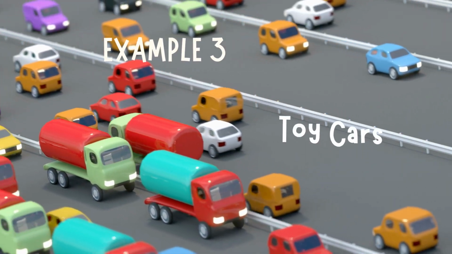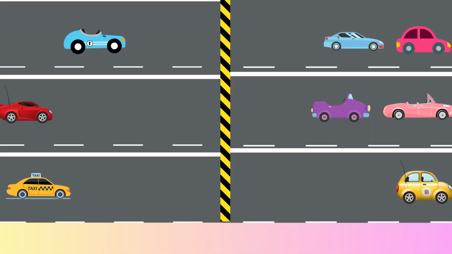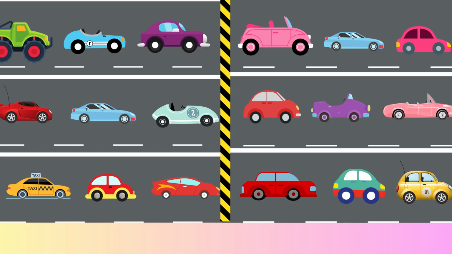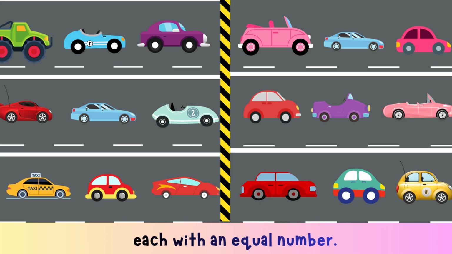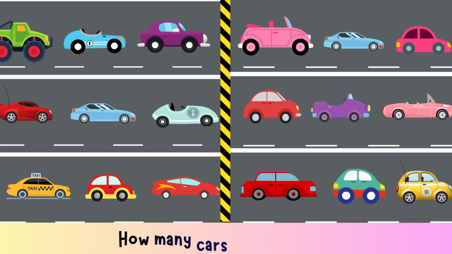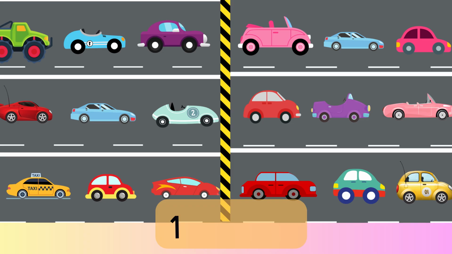Example 3. Toy cars. Let's try something trickier. There are 18 toy cars parked in 6 rows, each with an equal number. How many cars are in each row? 18 divided by 6 equals 3. So there are 3 cars in each row.